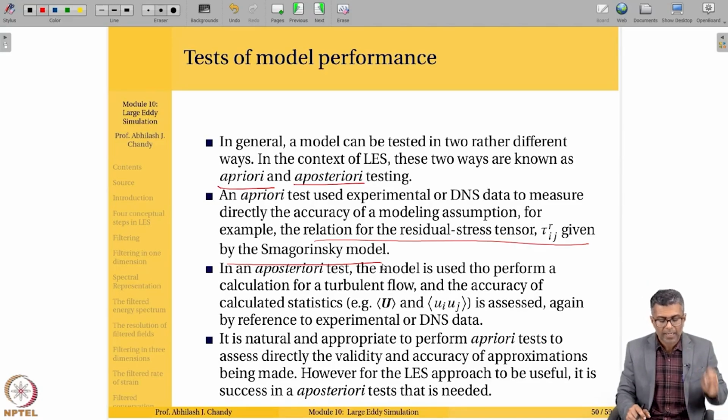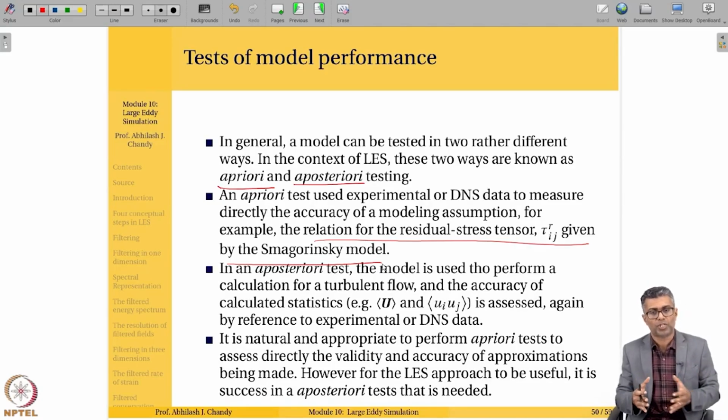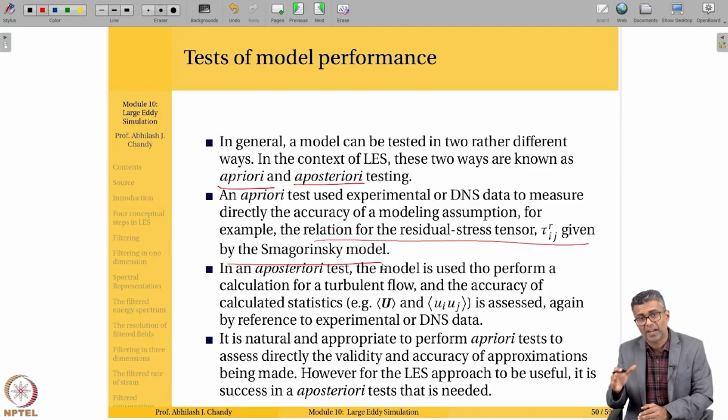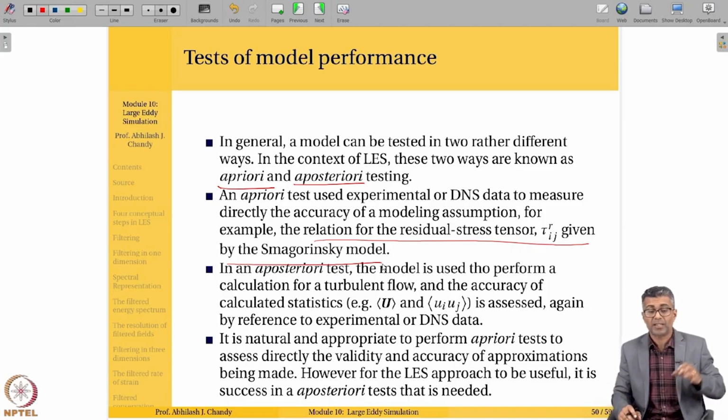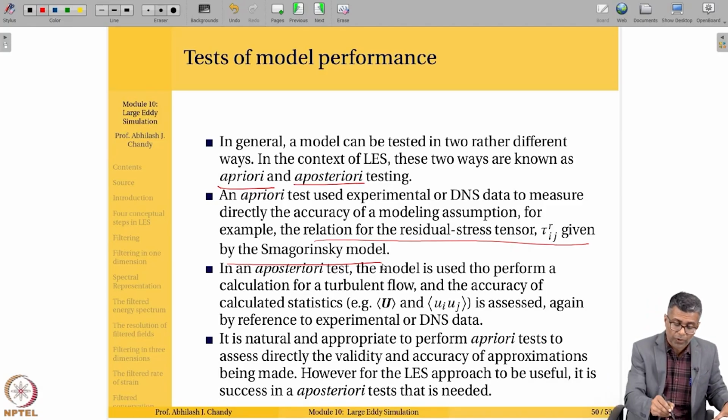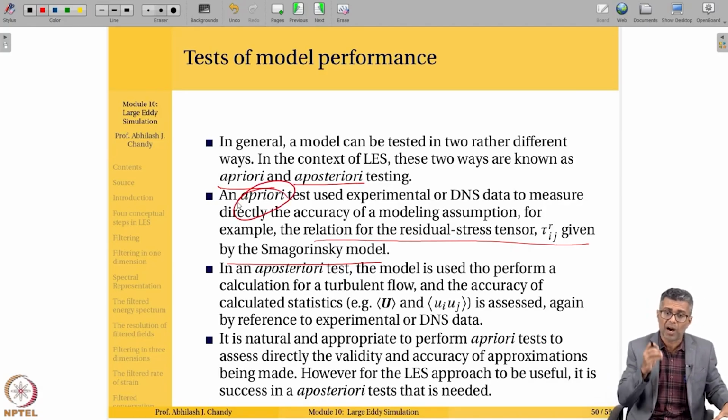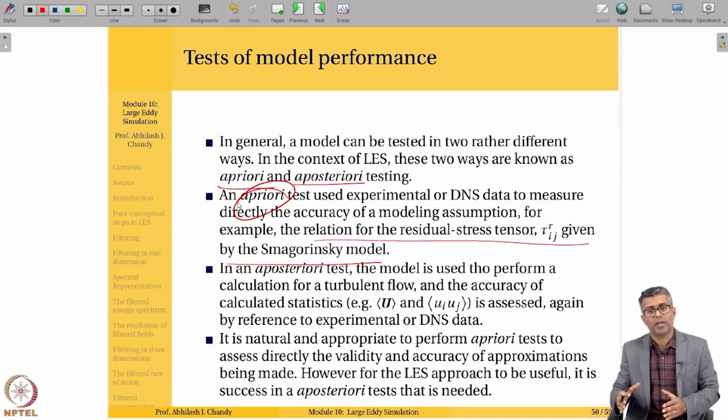So it is appropriate to perform an a priori test to assess directly the validity and accuracy of your approximation. And typically when a new model is developed, this is one of the first tests they do in order to assess how good is your approximation of the subgrid scale stress, of the residual stress. But eventually you will need to do an a posteriori test to see how effective your LES model is.